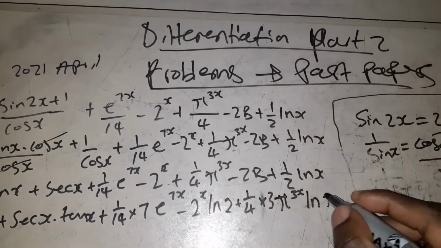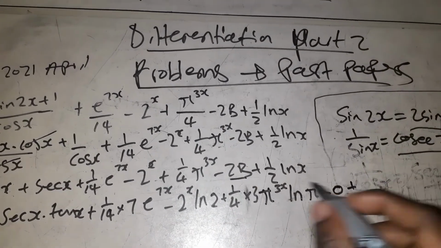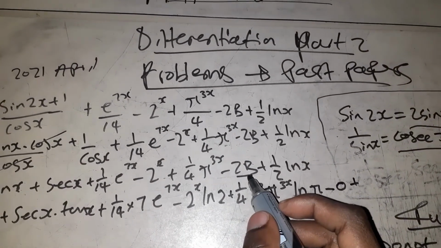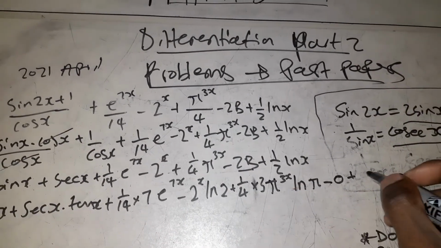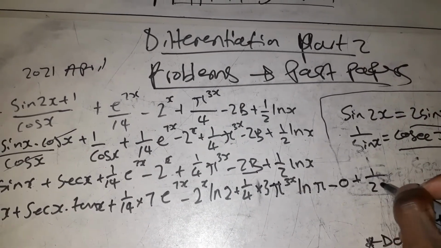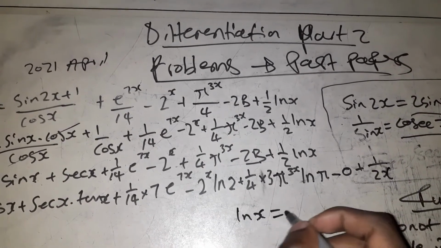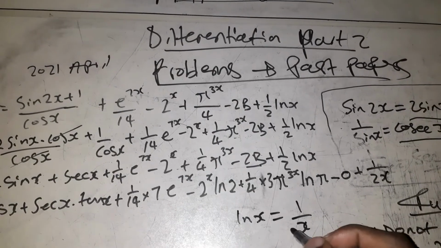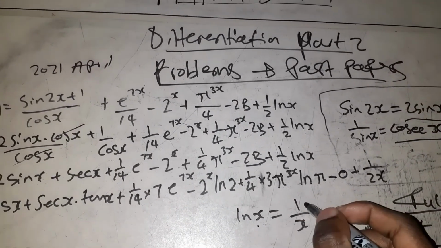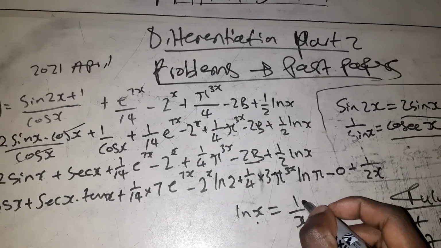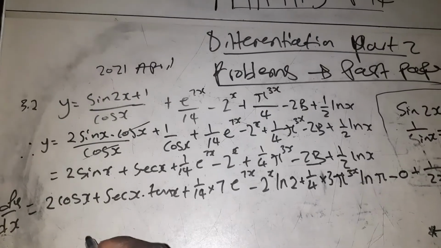After pi, we are coming to this one, then minus 0 plus... remember we are differentiating in terms of x, so anything that is not x is considered as 0. Then plus 1 over 2x. Remember that for ln of x, the derivative gives you 1 over x, because at the bottom we put the f of x, and the f of x is x, and at the top we put the derivative of f of x, right? Okay, so we are done.